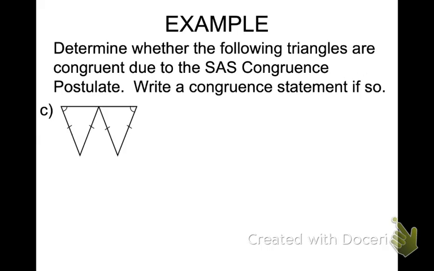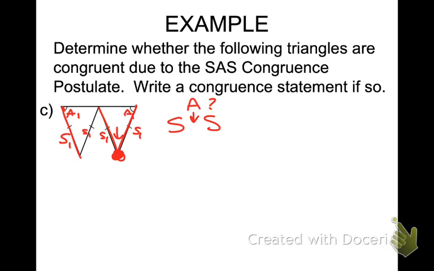All right. Let's look at C. I see single tick marks. So I got an S1 with an S1, S1 with an S1. I got an A1 and an A1. So I got two sets of S's and an A. Now we need to ask ourselves, is that A in between? So if I trace over the lines that are congruent, where they meet would be the included angle, which would be right here. That's not where that A1 is located.